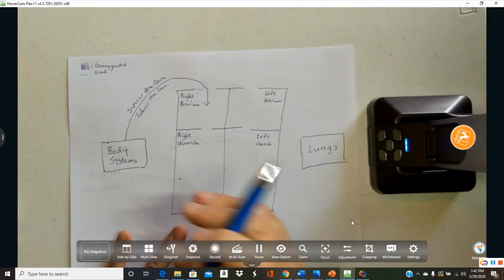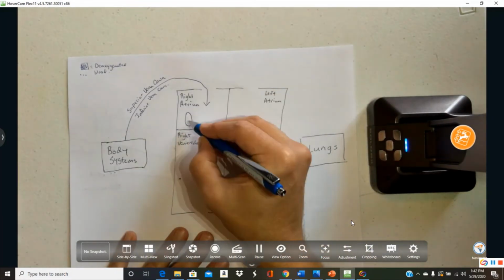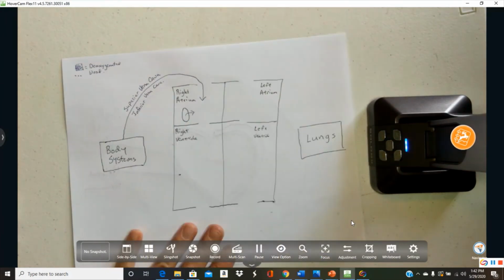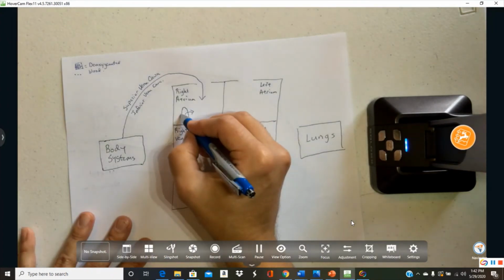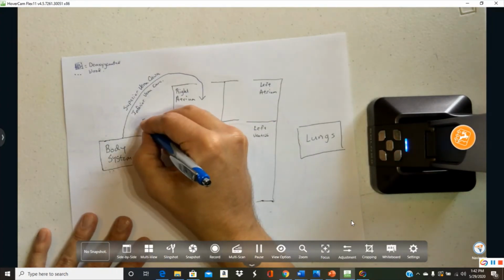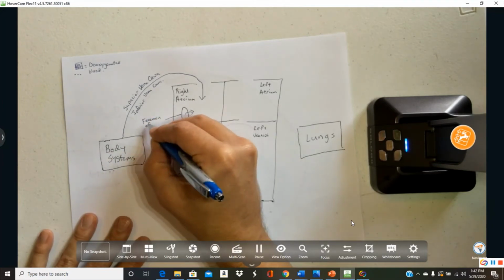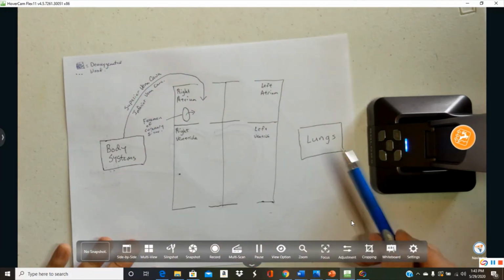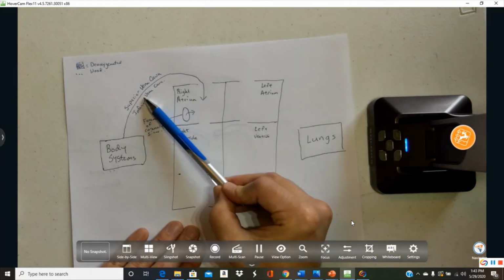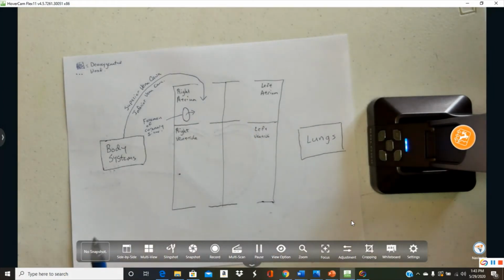Now, there is one other way to get deoxygenated blood in, and we're going to draw a circle here, and we're going to draw an arrow coming from there, showing deoxygenated blood coming into the right atrium through a hole. And this hole here is called the foramen of coronary sinus. Foramen of coronary sinus. So these are 1, 2, 3 ways in which deoxygenated blood arrives to the right atrium.